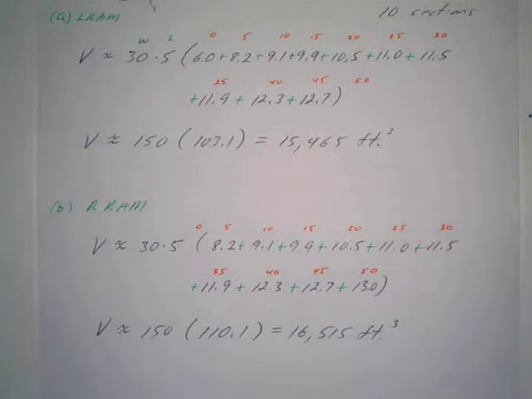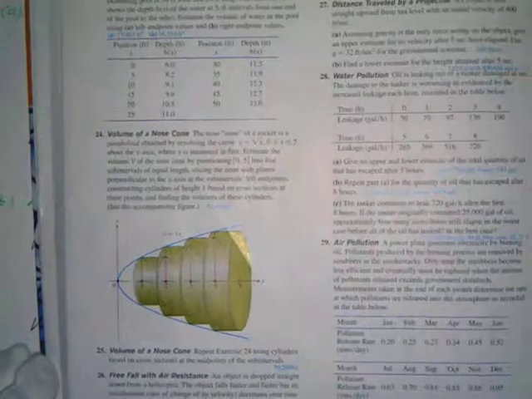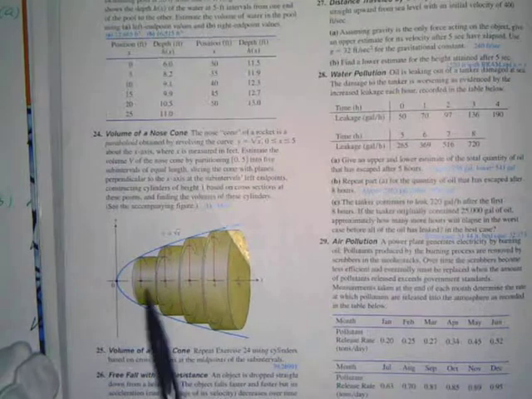And let's take a look at number 24. This is the nose cone, and we're going to approximate that. So let's just take a quick look at this first. This is our nose cone, and we're going to use these cylinders to estimate the volume of this nose cone.